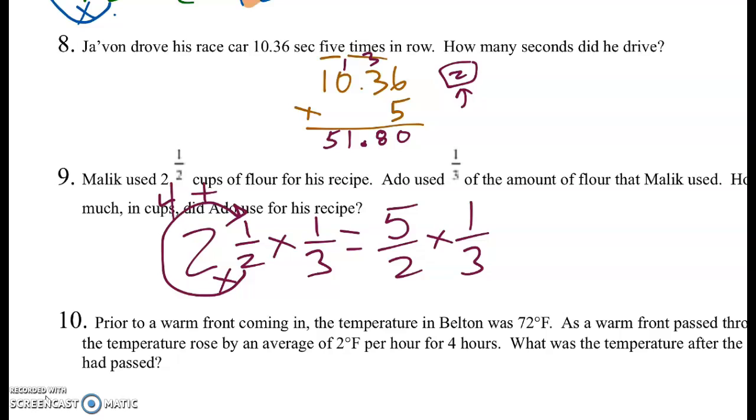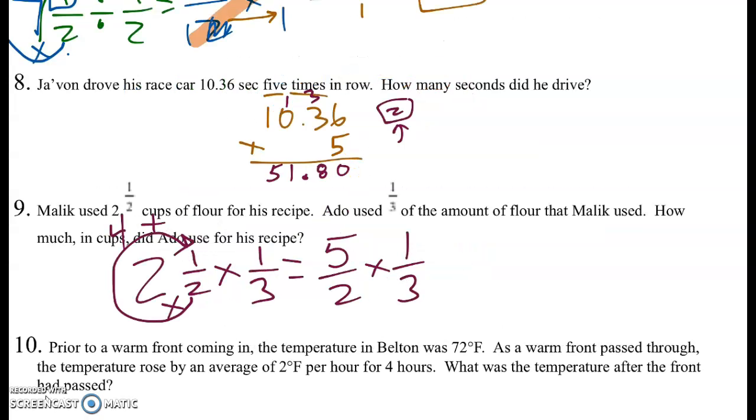I don't see any cross-simplifying that we can do here, but that's okay. These are small fractions anyway. So just multiply straight across. 5 times 1 is 5. 2 times 3 is 6. And that is already in its simplest form.